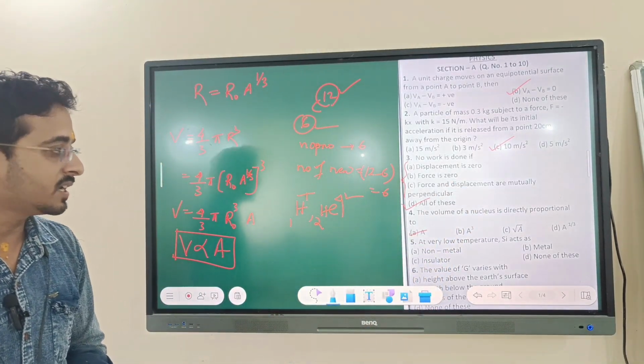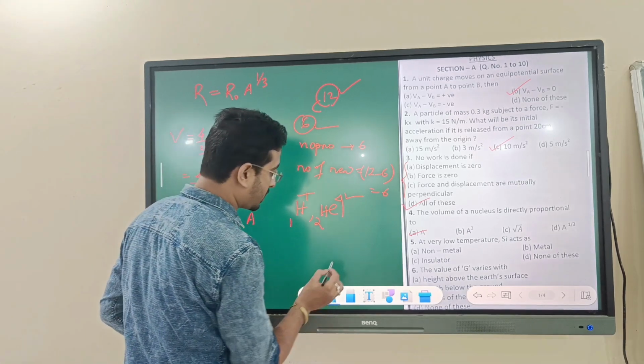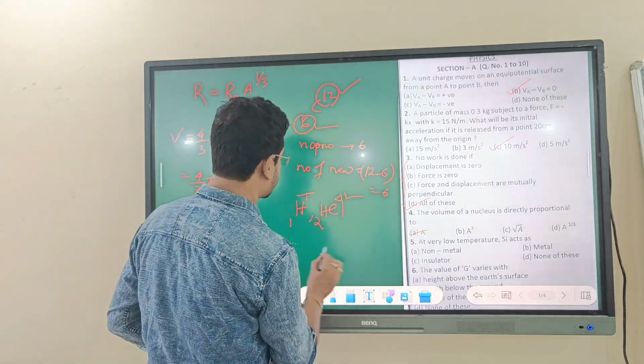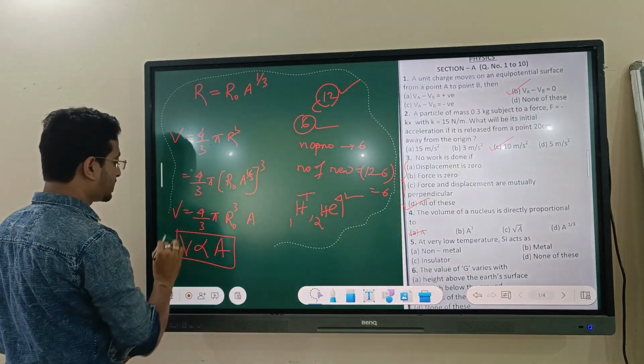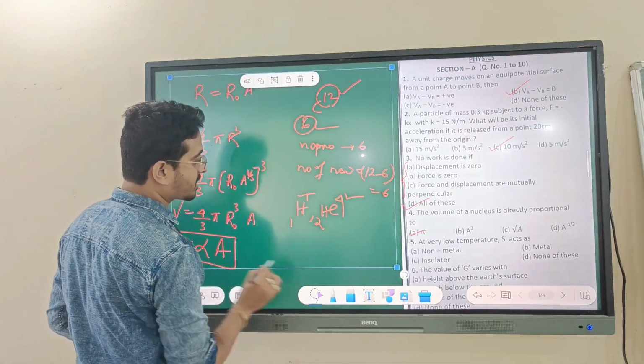At very low temperature, silicon exists as what? So what is silicon? Silicon is a kind of semiconductor.